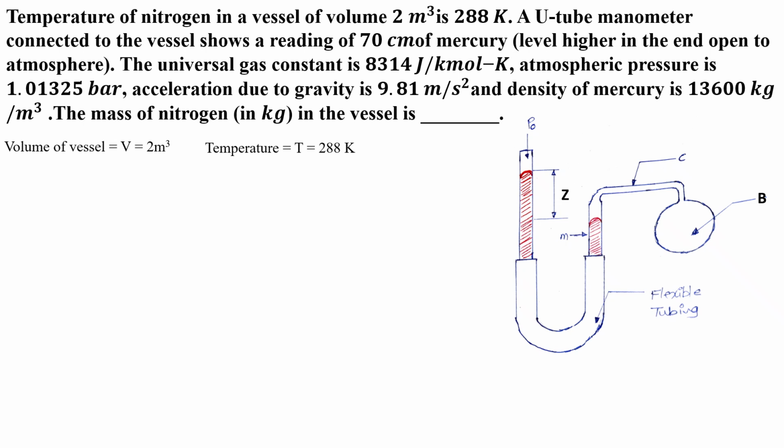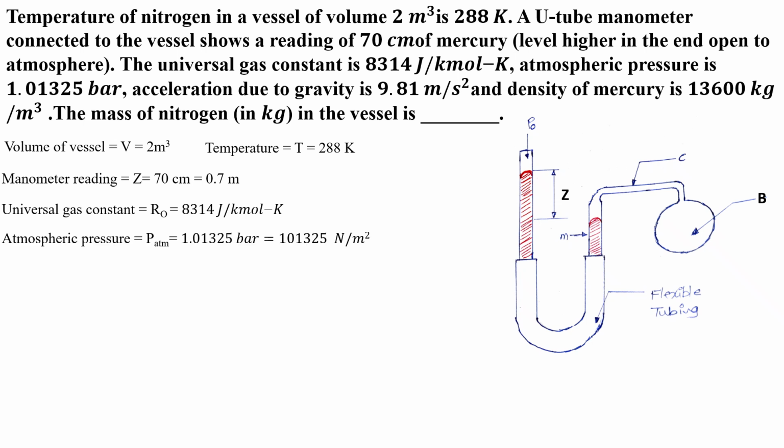is given. Let's consider Z is the height of the mercury. So the manometer reading, let's consider Z equals 70 centimeter, but better to convert it to meter, that is 0.7 meter. And the universal gas constant R naught value is given, 8314 joule per kilomole Kelvin, and atmospheric pressure is 1.01325 bar, and 1 bar equals 10 to the power 5 Newton per meter square. Then atmospheric pressure equals 101,325 Newton per meter square.